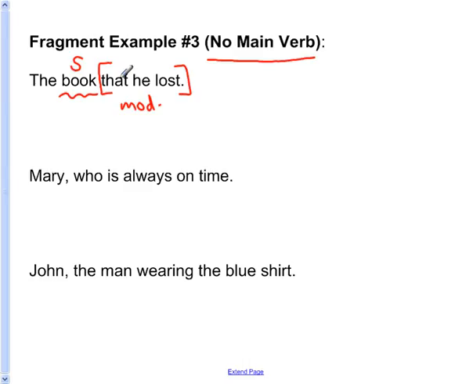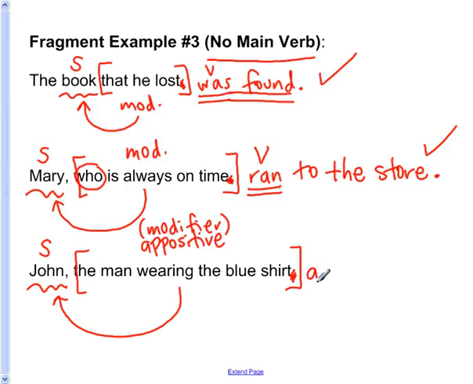So we have a sentence fragment. We only have a subject here. We need a verb. So let's add John, the man wearing the blue shirt, ate his lunch. So here ate is now the main verb. The subject of the sentence, who ate? John. So John is the subject. We have a complete independent clause.